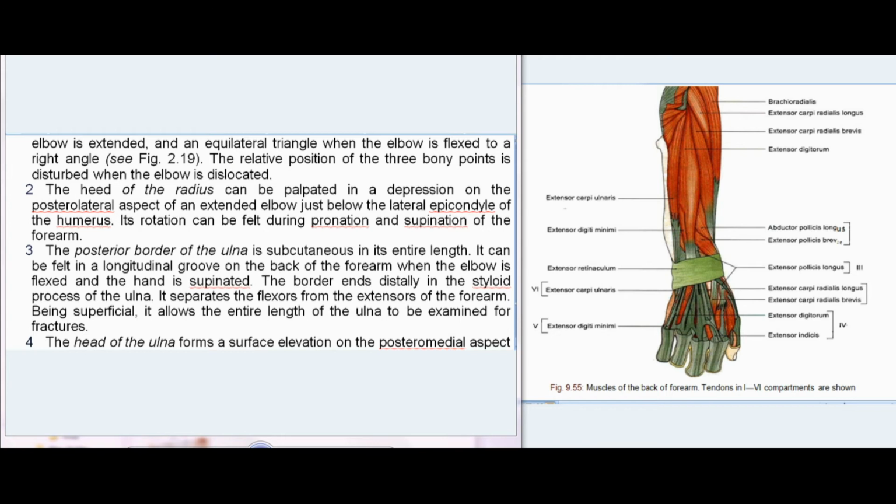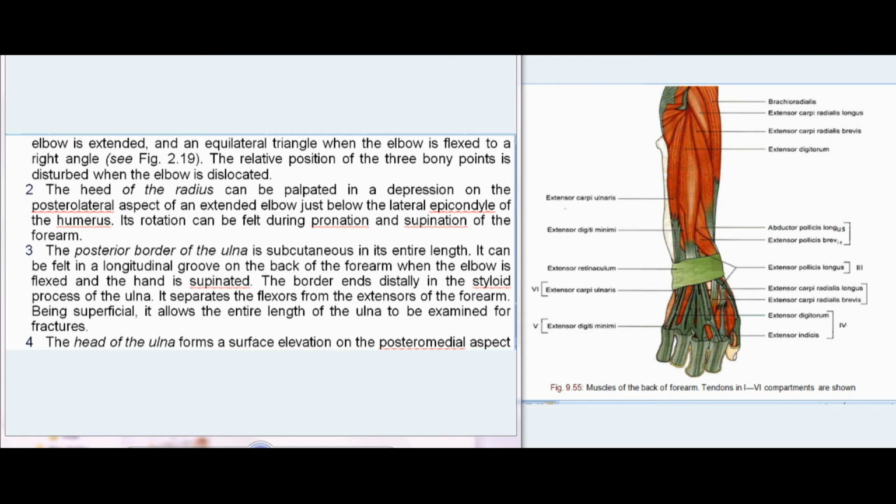2. The head of the radius can be palpated in a depression on the posterolateral aspect of an extended elbow just below the lateral epicondyle of the humerus. Its rotation can be felt during pronation and supination of the forearm. 3. The posterior border of the ulna is subcutaneous in its entire length. It can be felt in a longitudinal groove on the back of the forearm when the elbow is flexed and the hand is supinated. The border ends distally in the styloid process of the ulna. It separates the flexors from the extensors of the forearm. Being superficial, it allows the entire length of the ulna to be examined for fractures.